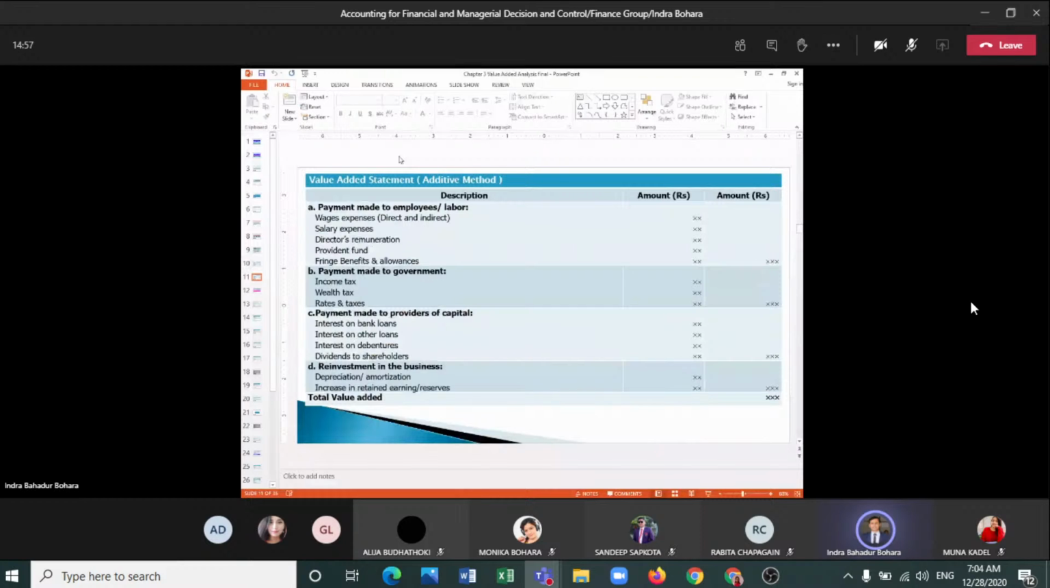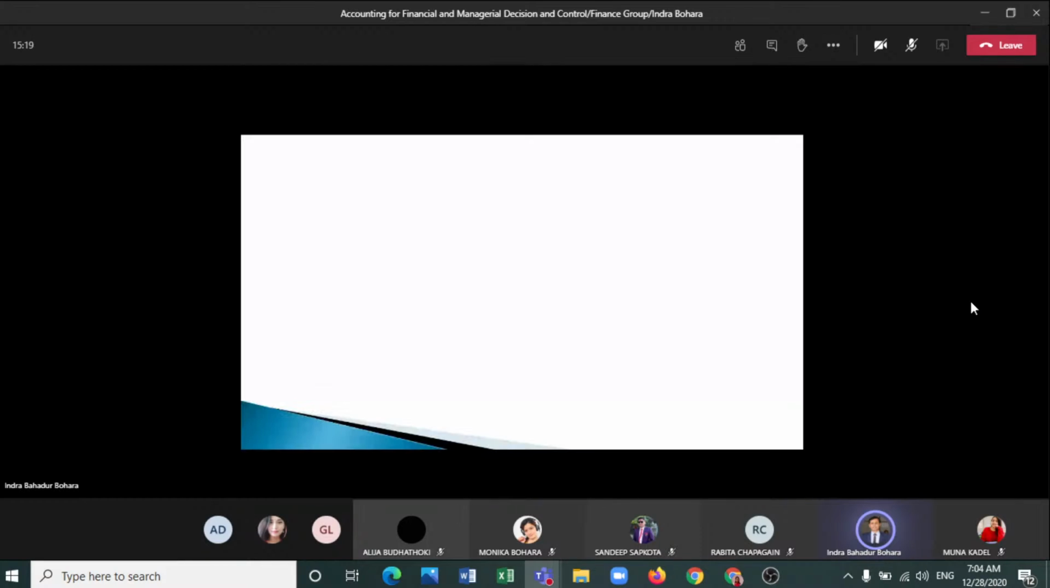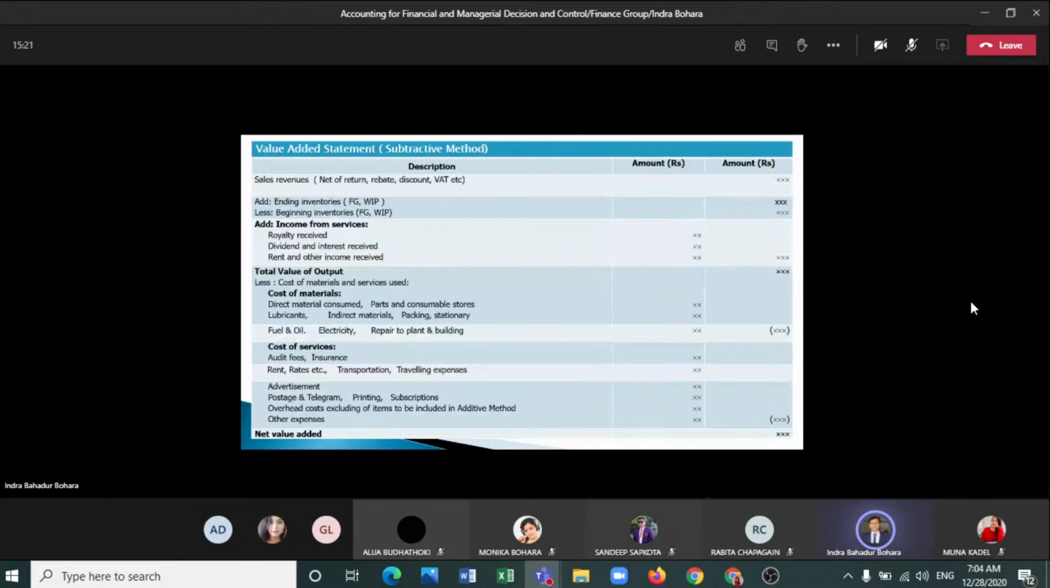If you have the information relating to value added, you should prepare the value added statement under the additive method. If we are given the information relating to materials, service cost, and sales revenue, then you should prepare the value added statement under the subtractive method. Under the subtractive method, net value added is calculated by deducting, so it is called the subtractive method.